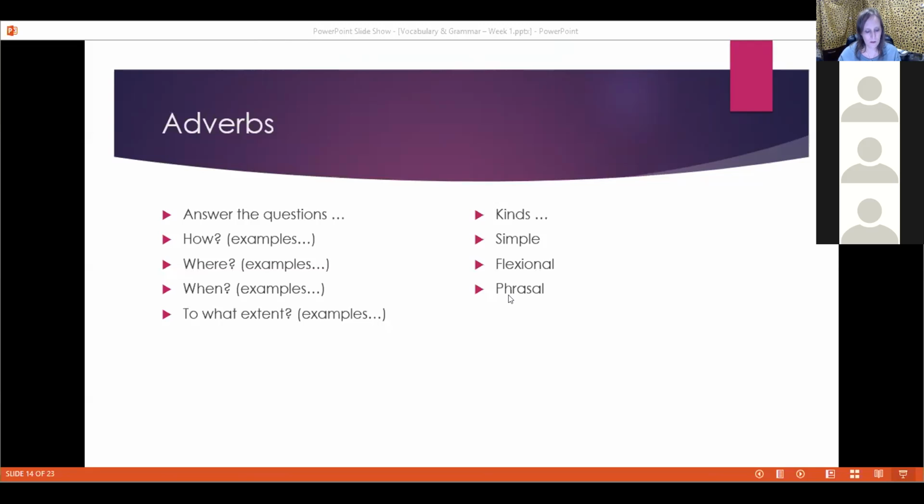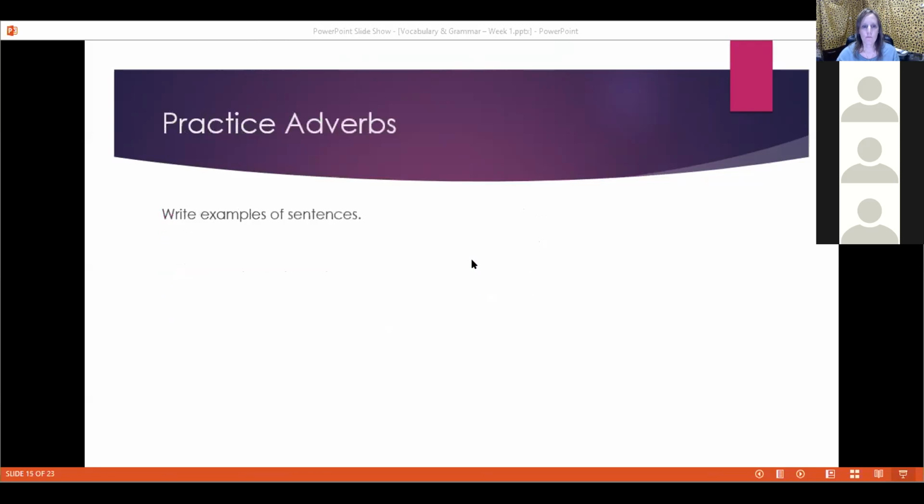Then the phrasal adverbs are groups of words that are used as an adverb. We'll get to those later, in lessons 19 and 20 of the book, so like towards the very end of the semester. So we're not going to be working with those at all.